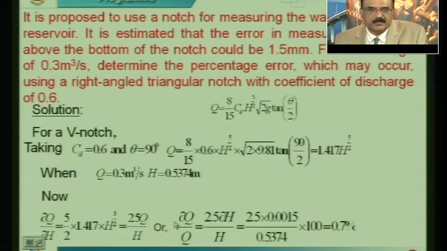Now, come to this general equation, dq by q is equal to 2.5 times dh by h. Now, h we just calculated as 0.54, and 2.5 is constant, and dh is 1.5 mm. So, convert that into meters. Substitute this and find the error in the discharge. The error works out to be 0.7%.